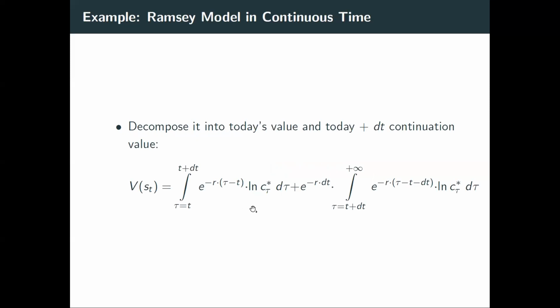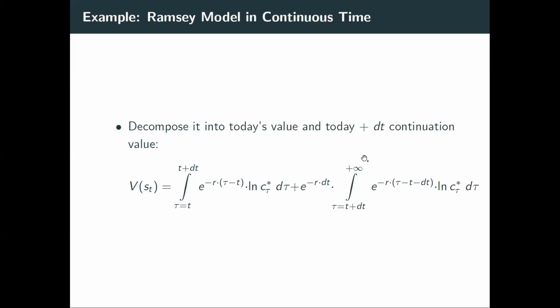We just decompose it into two. So it's from today t to t plus dt. So it's an infinitely small term basically here, right? And all the remaining terms. So it's the sum from t plus dt to plus infinity. And here we plug out the discount rate for exactly from t to t plus dt, right?